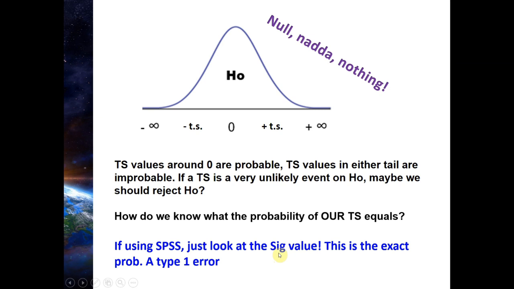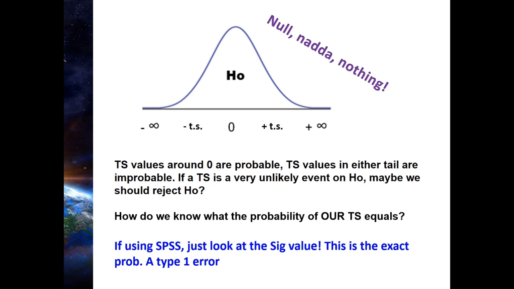If that sig value is less than 0.05, then you're happy. Because remember, the probability of our test statistic is the same thing as the probability of making a type 1 error. So if our sig value is less than 0.05, that means the probability of a type 1 error, if we were to reject H0, is also less than 0.05, right? Those two things are the same thing. So if it's less than 0.05, you can reject H0, your results are significant, and you're comfortable because you know that the risk of a type 1 error is less than 5%.